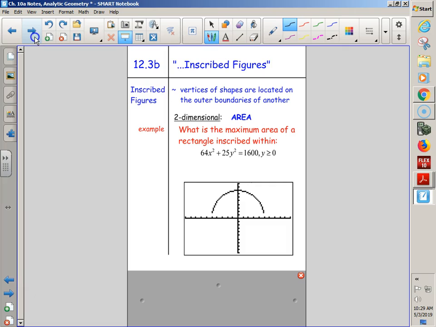Inscribed figures, you don't really need it because it's extra credit, but if you want to pay attention to it, it's on the video. You can check it out and see what you think. You don't even technically need to take notes on it unless you want to.